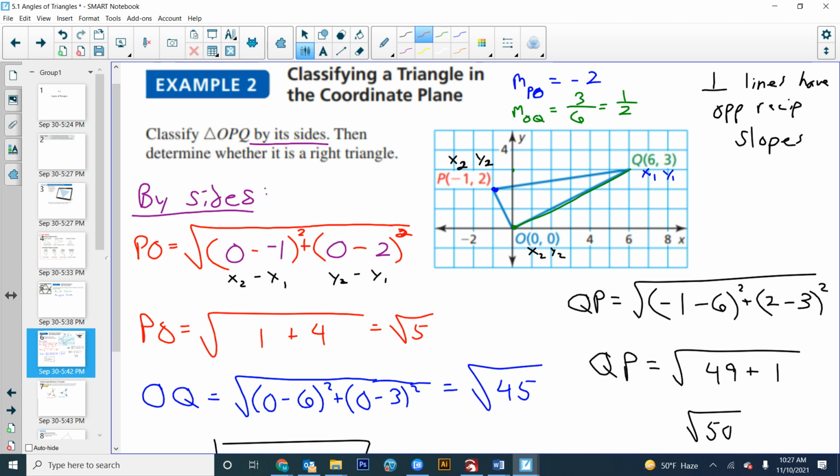Are those opposite reciprocals? Yes, they are opposite, because it's 2 over 1. Is negative 2 over 1 the opposite reciprocal of 1 over 2? Yes. Last time I checked. So, these two segments that we just found the slope of are perpendicular, meaning there's a right angle there.